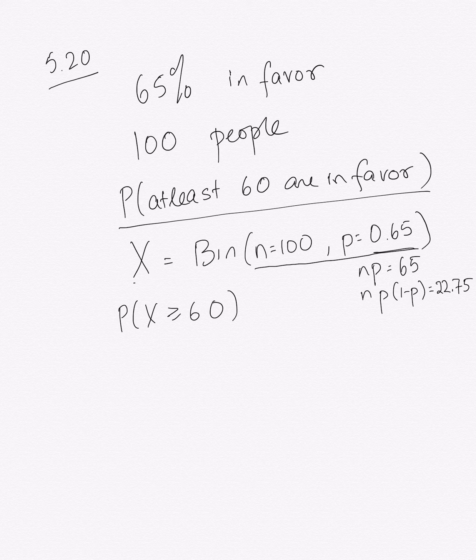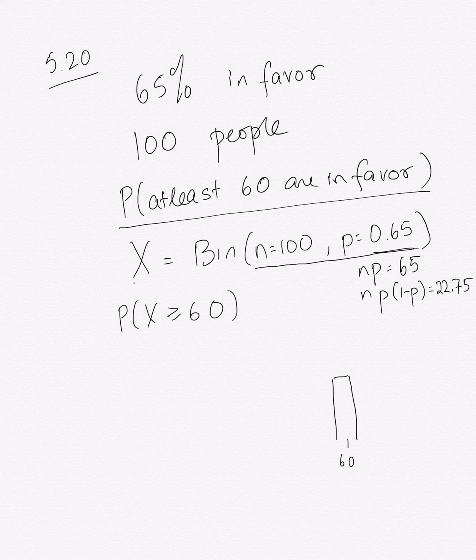We have our normal tables, and we can just find out exactly what the z-value is and figure out what this probability is. Okay, so we want the probability X is bigger than or equal to 60. Well, X is binomial, n equals 100, p equals 0.65. All right, the probability X is bigger than or equal to 60. So let's see, suppose you have the bar of X equals 60.